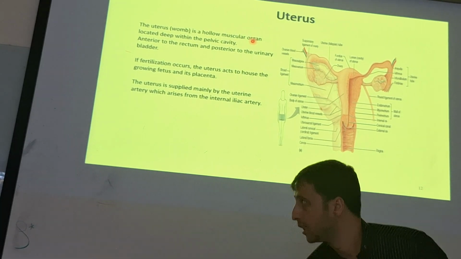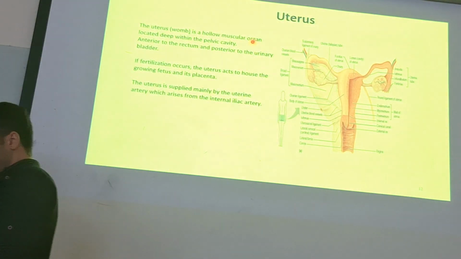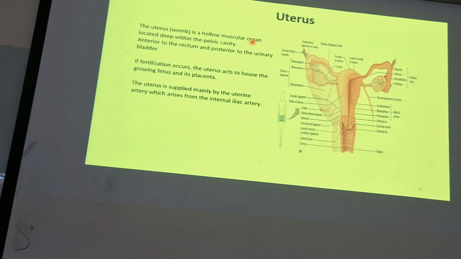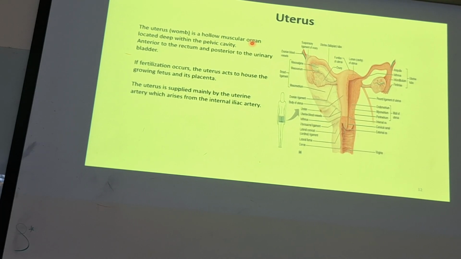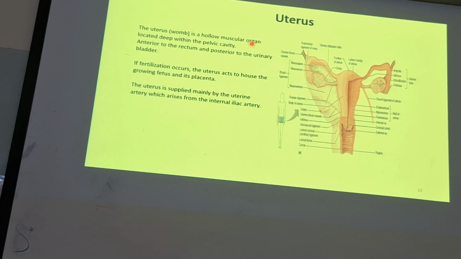Uterus. The uterus or the womb is located in the median part of the body between rectum and bladder. The uterus has this part.